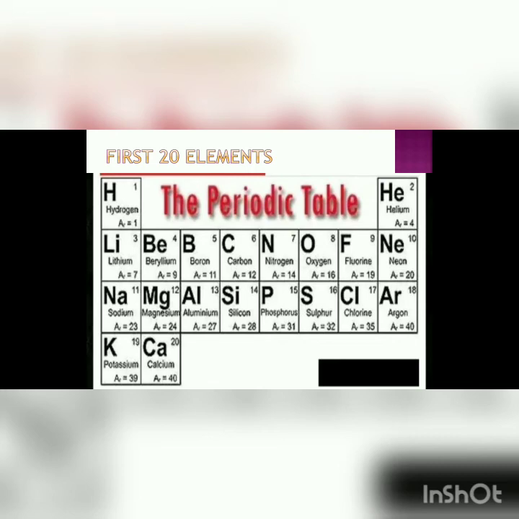Aluminium, Al. Silicon, Si. Capital S, small i. Phosphorus, capital P. Sulfur, capital S. Chlorine, capital C, small l. Argon, capital A, small r. Potassium, K. Remember, potassium is K. Calcium, Ca, capital C, small a. So, these are the chemical symbols of the first 20 elements of the periodic table, which you will often use while studying chemistry.